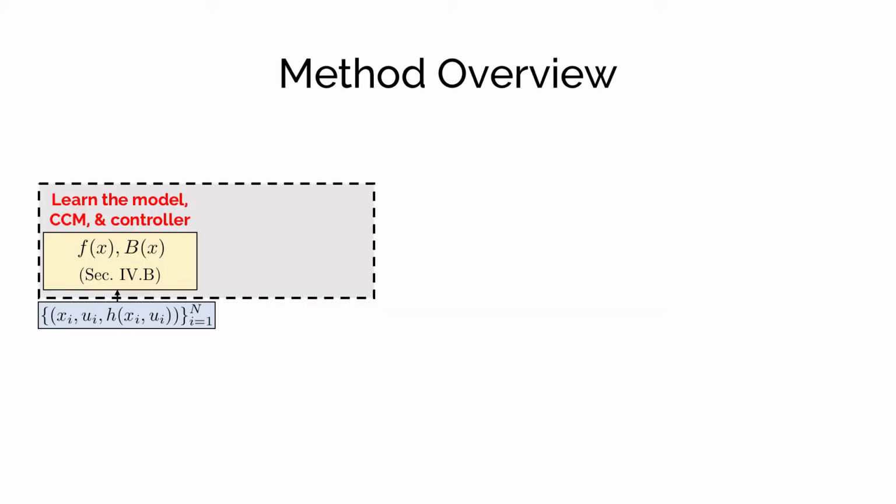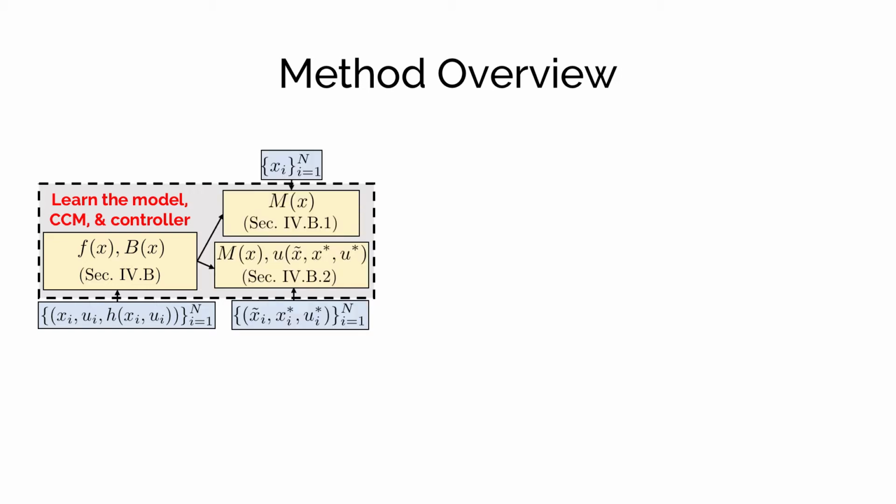Our method consists of three major components: learning, verification of the learned components, and planning. First, we learn a control affine dynamics model from data, and then learn a contraction-based feedback controller that can stabilize the learned system around nominal trajectories.